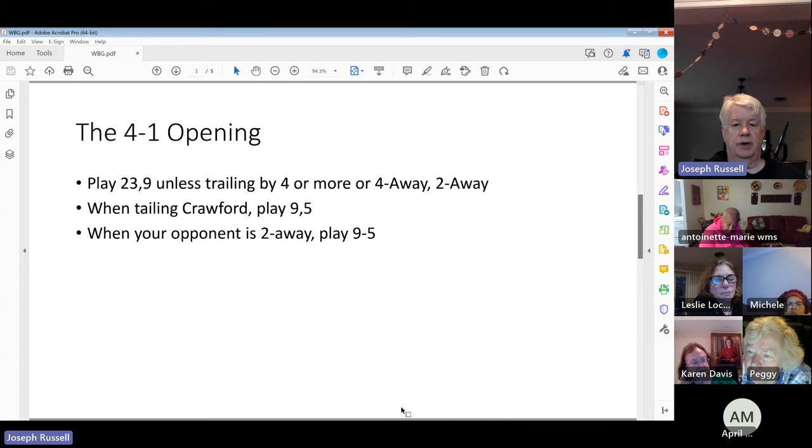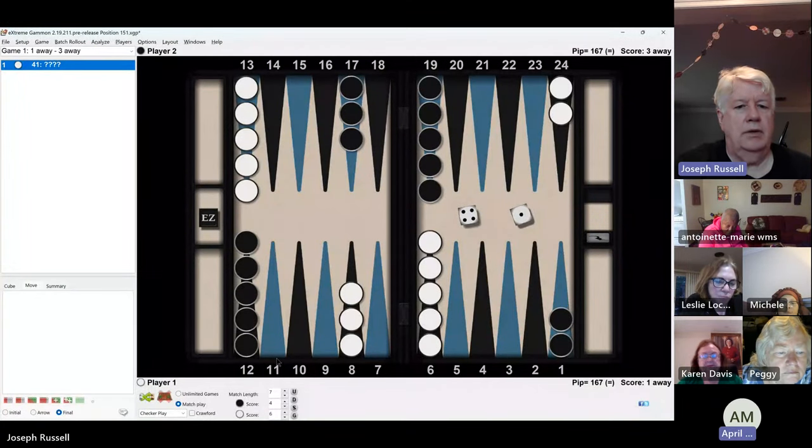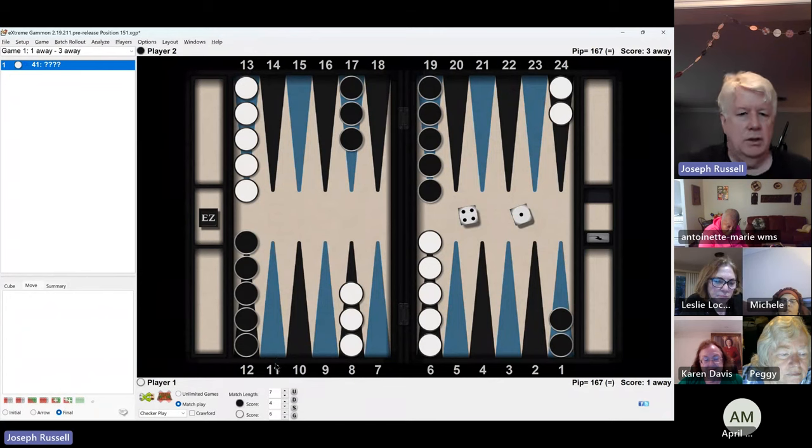Now let's go double check those on XG to make sure they're right. So now we're going to be looking at XG. Do you see XG now? Not yet. All right, let me try it again. Okay, we can see it now, right? Yes. So let's try the 4-1.